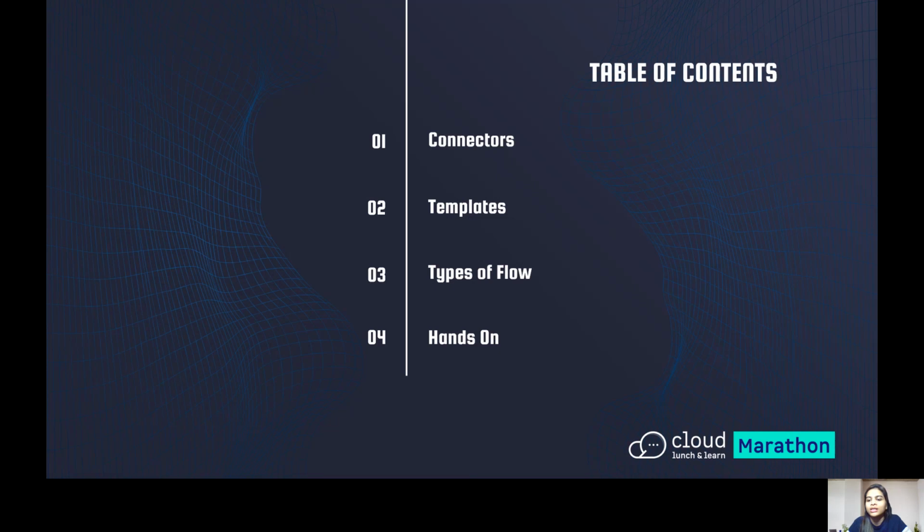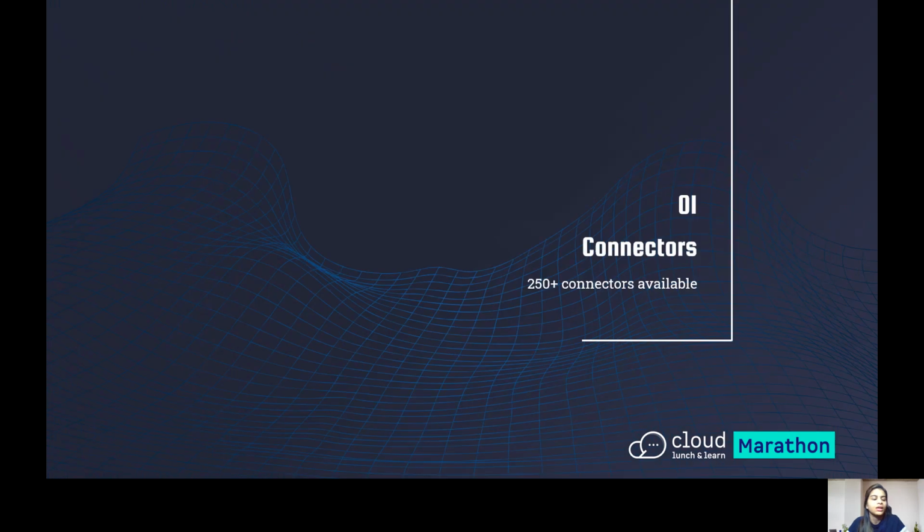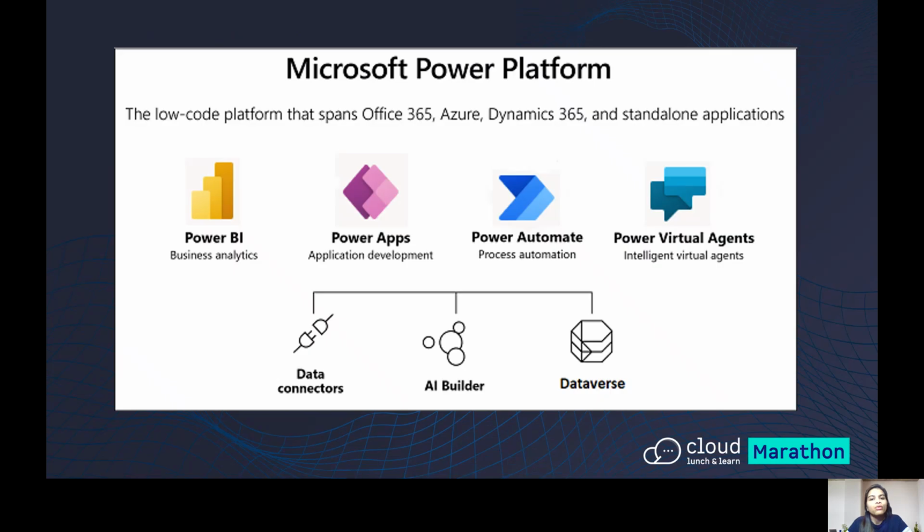All right. So let's see. Connectors. There are more than 250 connectors available for you to use out of the box. What is out of the box? Out of the box is you don't have to make anything, they are available a click away. All right. So before I give you an introduction about connectors, let's see a quick thing about the Power Platform family. Power BI, Power Apps, Power Automate, and Power Virtual Agents together combining creates the Power Platform.